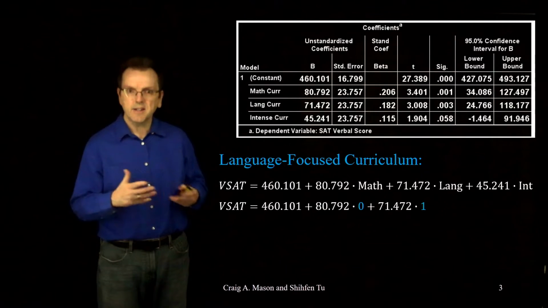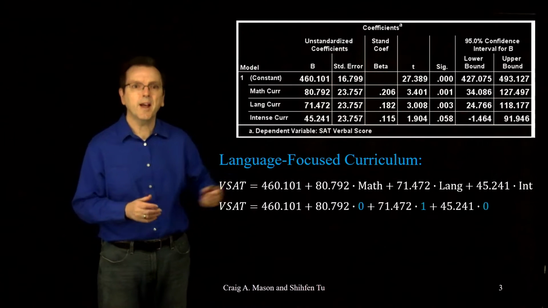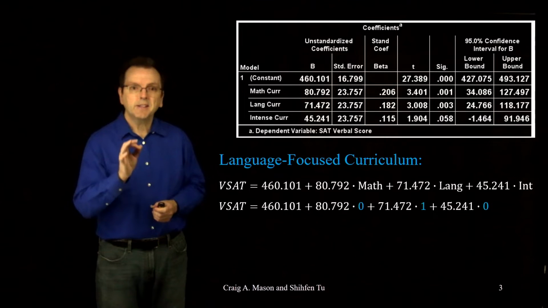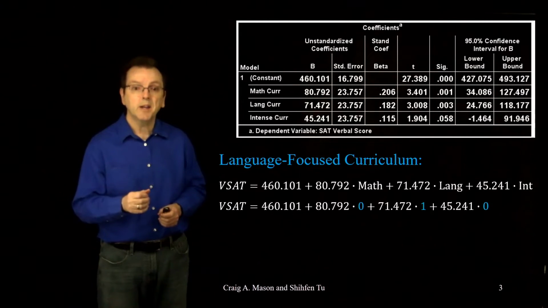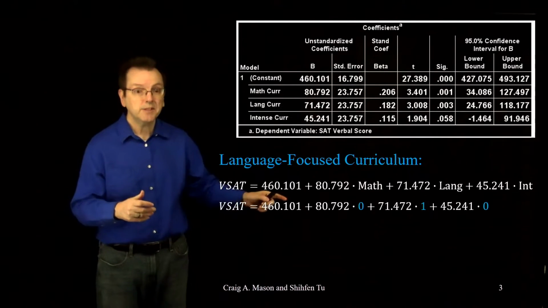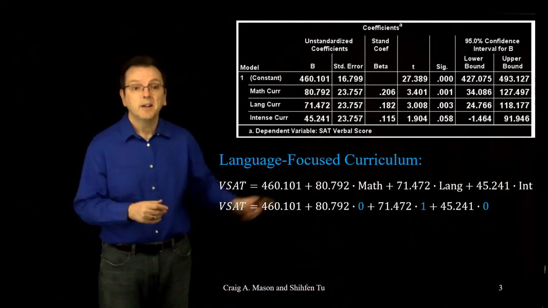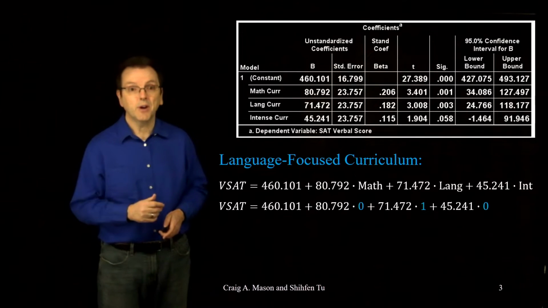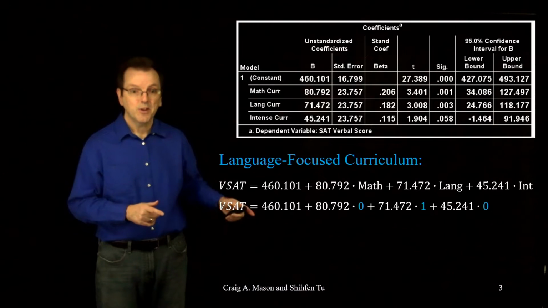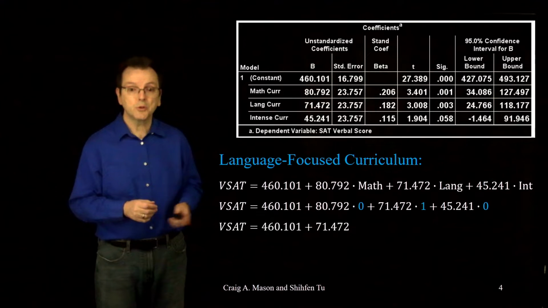And would you be in the intensive curriculum? No, so another 0 down there. That makes the regression equation 460.101 plus 80.792 times 0 plus 71.472 times 1 plus 45.241 times 0. Right?